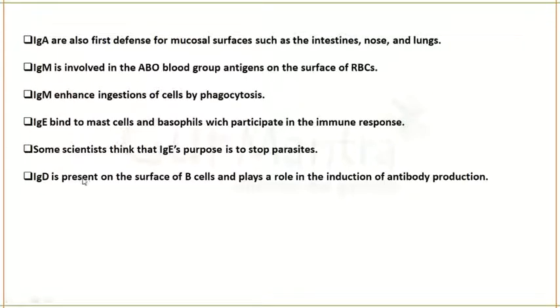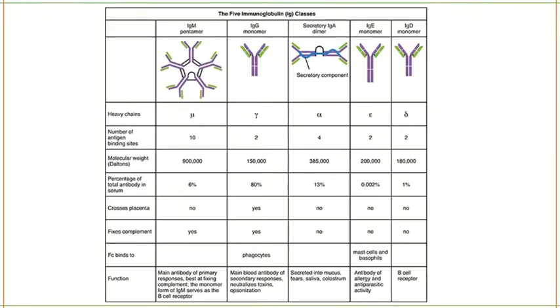IgD, okay, it will also be present on the surface of B cell and helps in the production of more antibodies. You can see here the 5 immunoglobulin classes and their differences. Okay, all the differences are given in this tabular column. IgM is a pentamer, you should know, and the heavy chain is mu. Okay, number of antigen binding sites. Okay, this can be asked as a question.